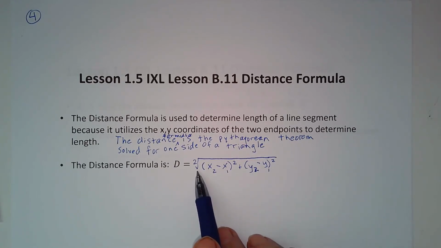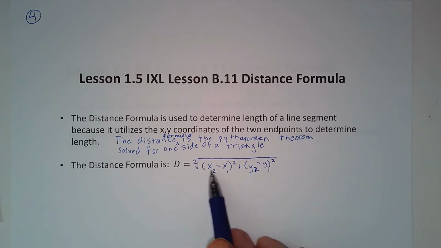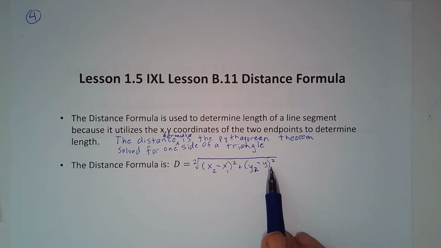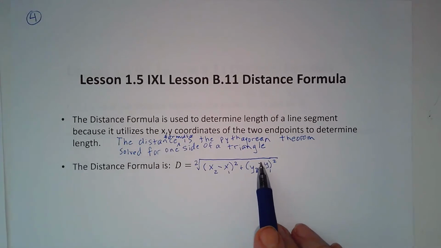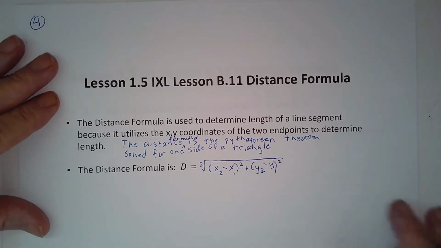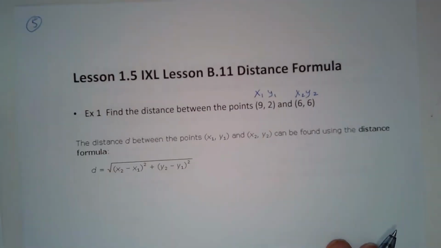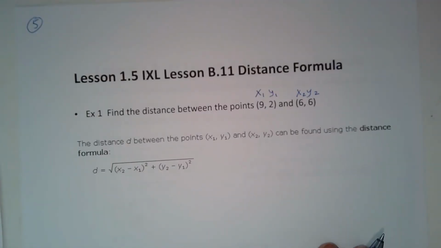So the distance formula is this rather complicated looking formula here, but it's not really. It's pretty simple. It's the square root of, and then in parentheses, x2 minus x1 squared plus y2 minus y1 squared, and then you take the square root of it at the end. Okay? So we're going to do a problem and show you how that works.